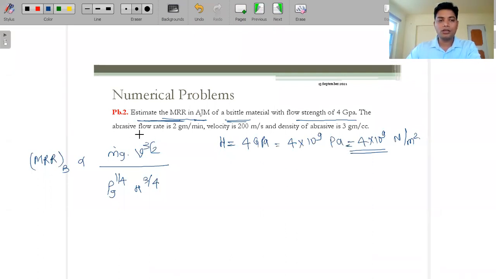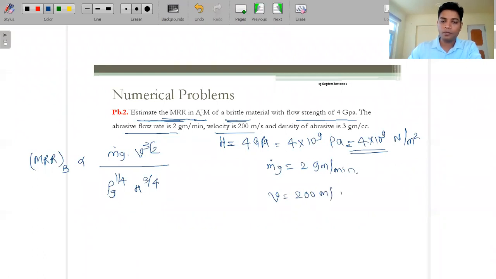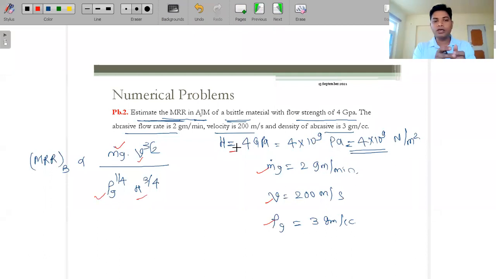Next is the abrasive flow rate, that is m dot g, which is given to you as 2 gram per minute. Next is the velocity, v, given to you as 200 meter per second, and the density of the abrasive grits, rho g, is given to you as 3 gram per cc. We have this formula where m dot g, v, rho g and H are given, so we just have to put in the values and get the answer.